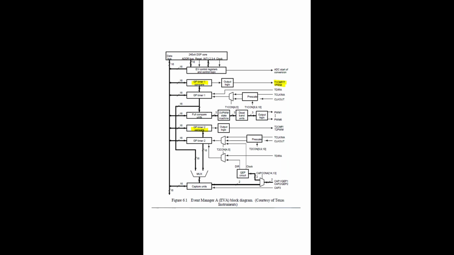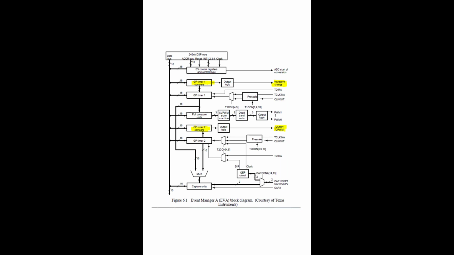PWM of timer 1 compare unit. Similarly, timer 2 can produce only one PWM. Timer 2, T2 PWM; here T1 PWM, here T2 PWM. So if you want to write a program to generate a single pulse PWM using a timer, you can use timer 1 or timer 2, because timer 1 can produce a single PWM, and timer 2 also can produce a single PWM.